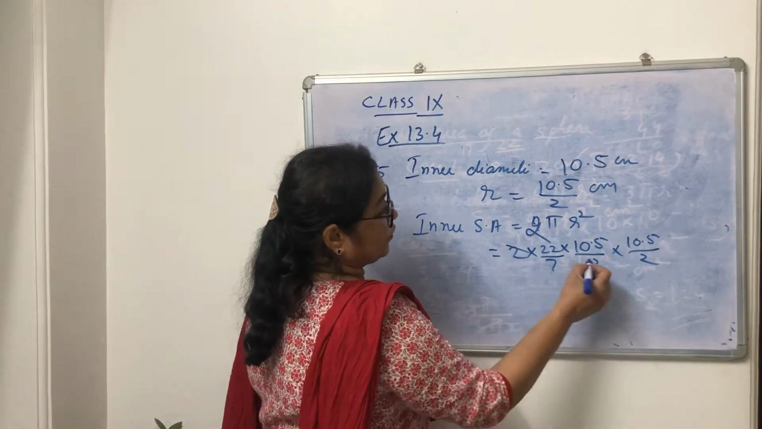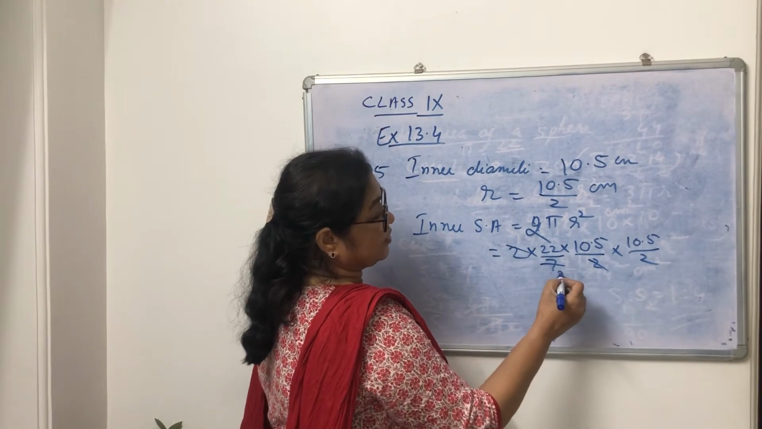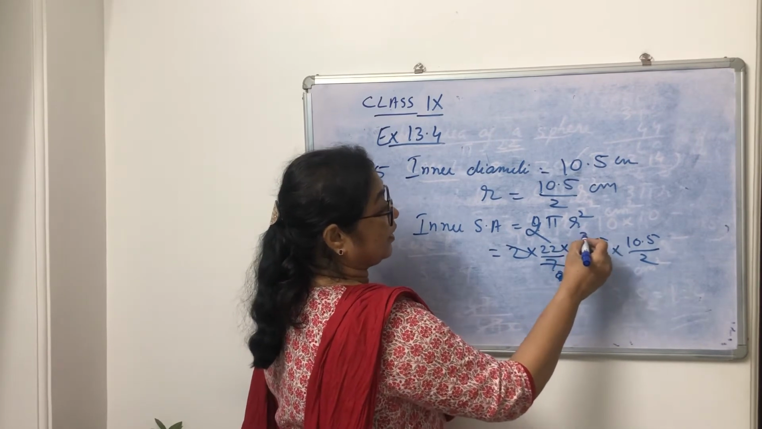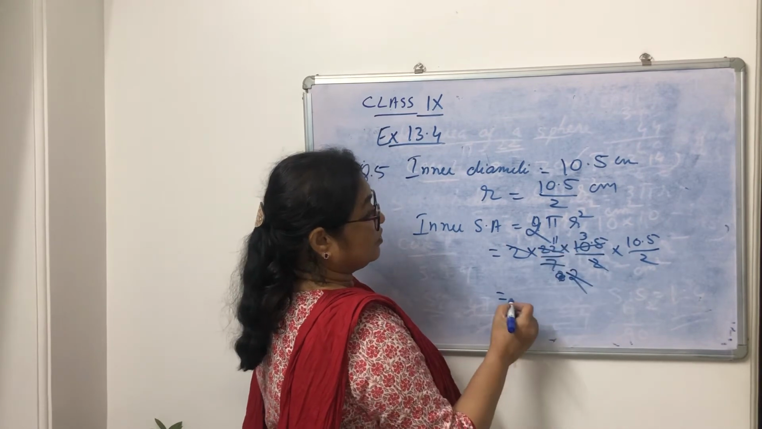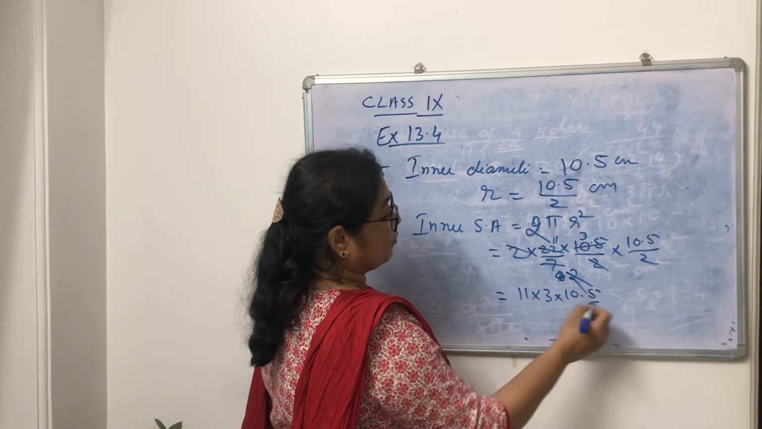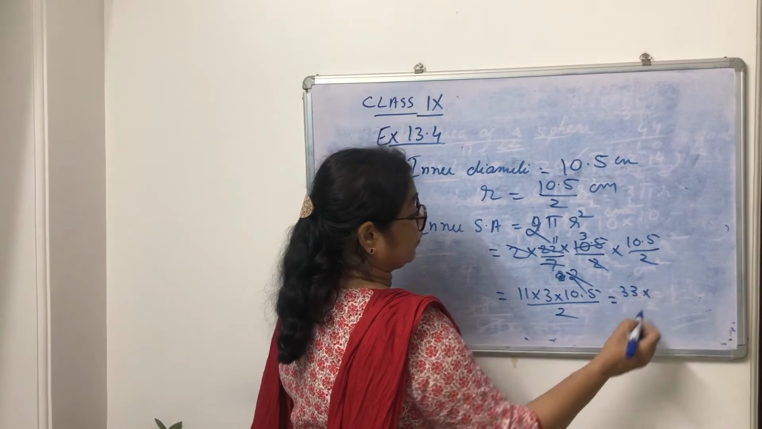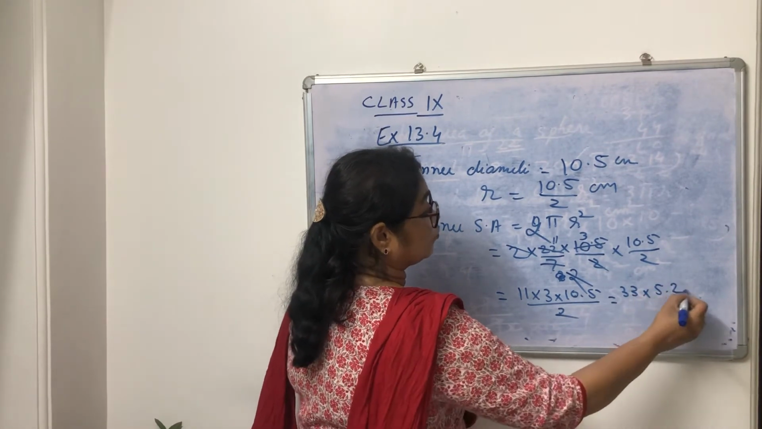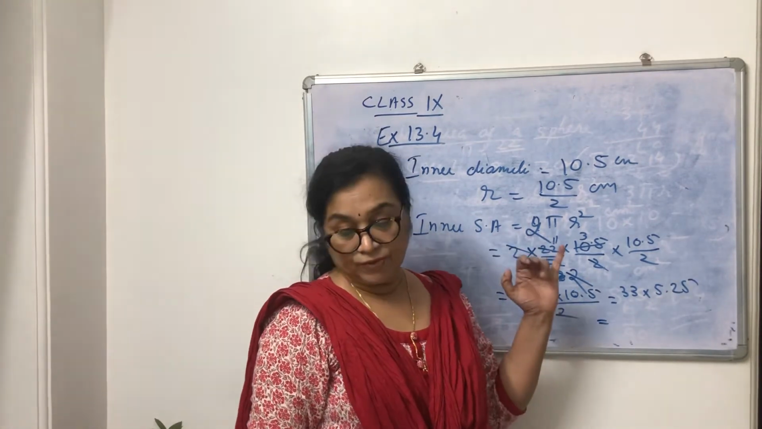Here this 2 and 2 cancel, 3.5 into 2 is 7, 3.5 into 3 is, this 2 and 2 cancel, 11. So it is 11 into 3 into 10.5 by 2. So that is 33 into 5.25. This is the inner surface area.